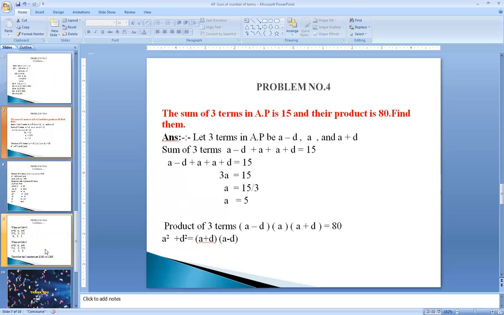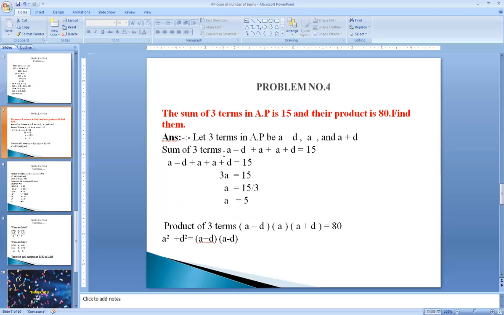Let us go for the fourth question. The sum of three terms in AP is 15 and the product is 80. Find them. This kind of question, with the sum and product of three numbers, will be given in the examination. So let us assume the three terms in AP. The first number will be A minus B, the second number will be A, and the third number will be A plus B. They have given the sum as 15 and the product as 80. Let us write the equations. We have to obtain two equations here, one for the sum and one for the product.